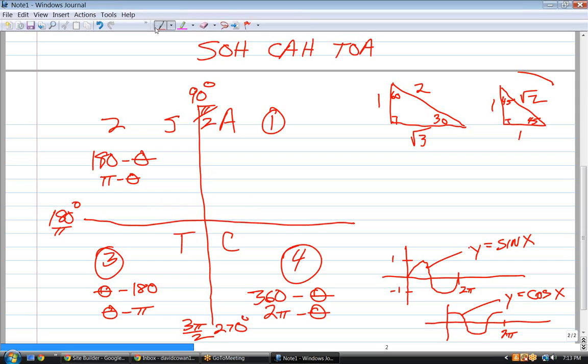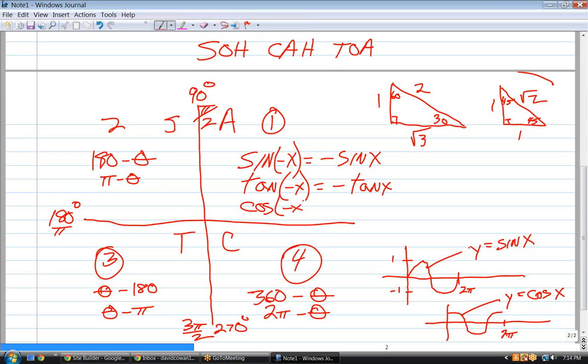Okay. Let's talk about negative angles. So far, we've only talked about positive angles. Positive angles are measured counterclockwise. Negative angles are measured clockwise. And there's a couple of truths that are worth knowing. One is that the sine of negative x is equal to negative sine of x. Same with tangent. But cosine is opposite. Cosine of negative x is the same as the cosine of x.